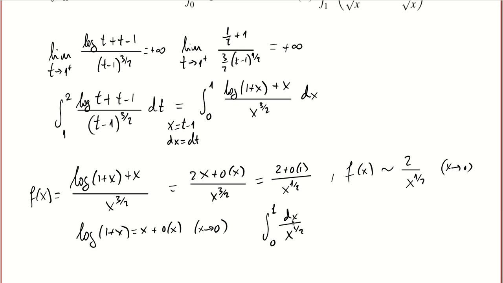We know that this is an improper integral of the second kind, because in the denominator there is a positive power of x. If this exponent is smaller than 1, then the integral converges, and this is the case. The exponent here is smaller than 1, so this is a convergent integral, and then so is the original one. All right, so this integral converges.